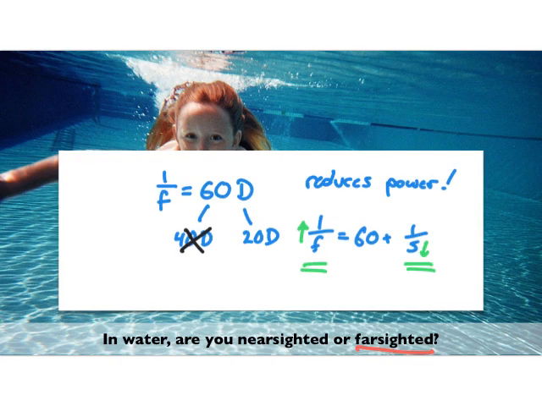You are farsighted. So if you're nearsighted and you go underwater, you will be farsighted, but not as farsighted as a person with normal vision. And remember, that was one of the superpowers that we said nearsighted people possess. Nearsighted people have better underwater vision, and actually significantly better if you're significantly nearsighted.